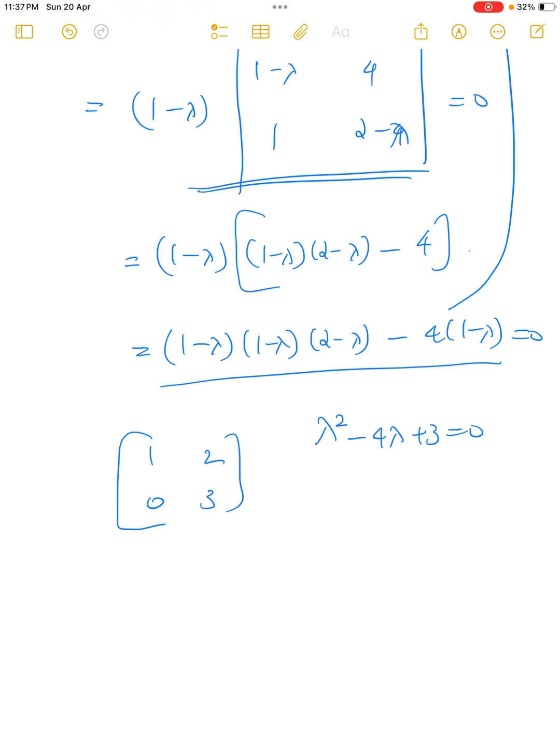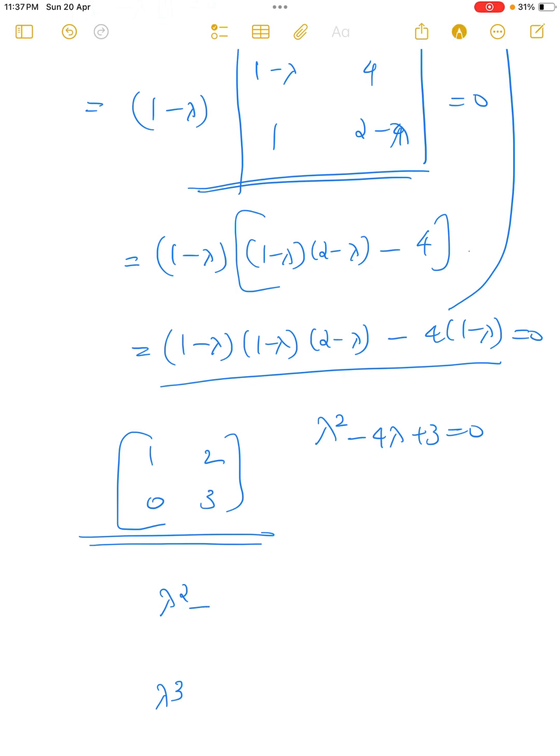First, I am going to discuss the shortcut method for the characteristic equation of a 2 by 2 matrix. If we need to find the characteristic equation of a 2 by 2 matrix, then we need to start from lambda square. If it is a 3 by 3 matrix, then we need to start from lambda cube. Since here it is a 2 by 2 matrix, we start from lambda square.